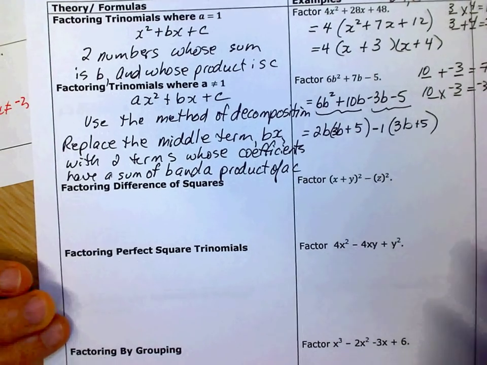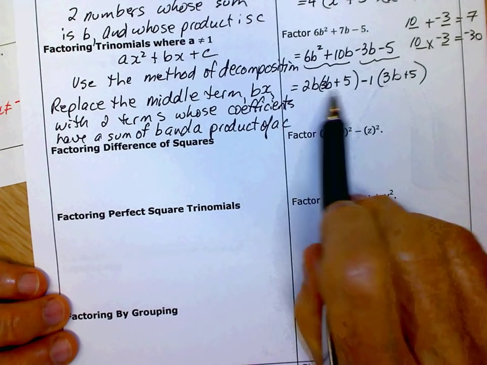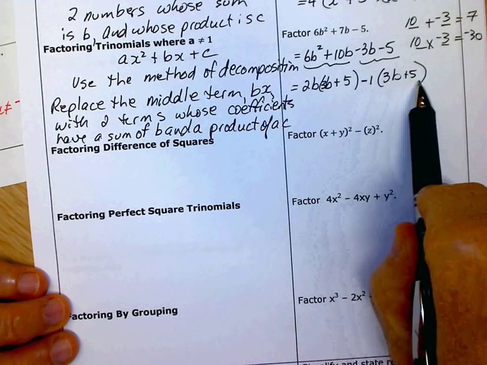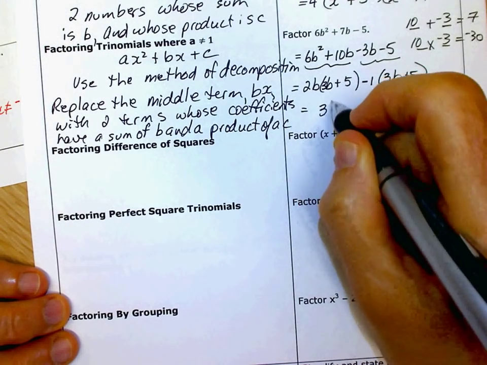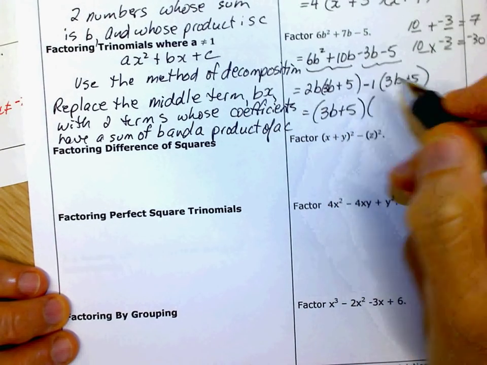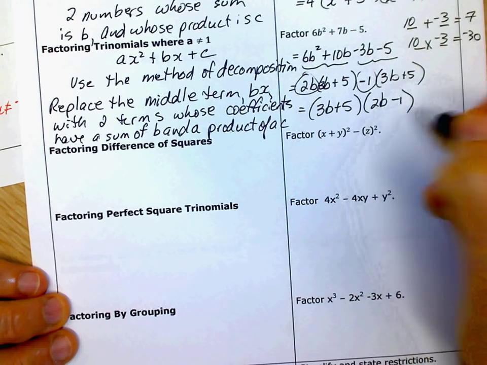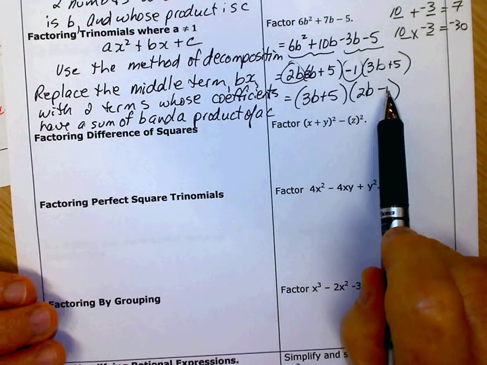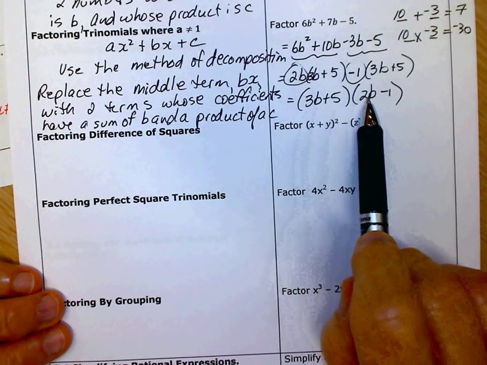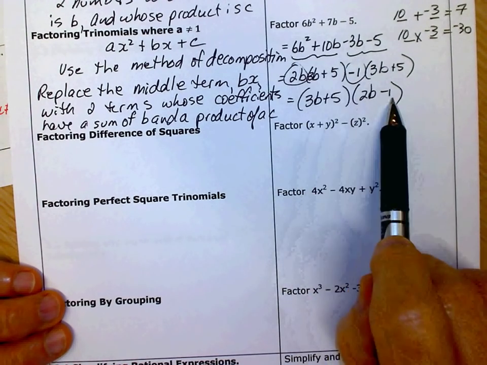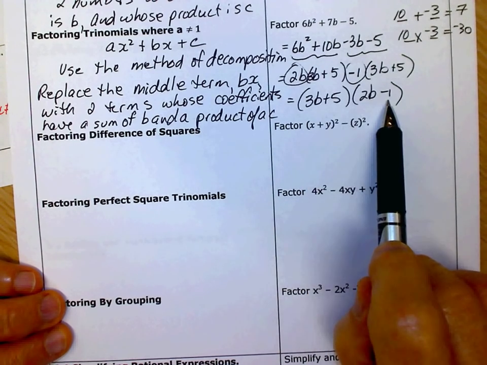So notice, when I look at these two larger expressions, I see that they have a greatest common factor of 3b plus 5. So now I can factor out the 3b plus 5. And what is left is 2b minus 1. If I were to FOIL these expressions, and it's always wise to check your work by FOILing, 3b times 2b is 6b squared, minus 3b plus 10b is your 7b, and 5 times negative 1 is negative 5.